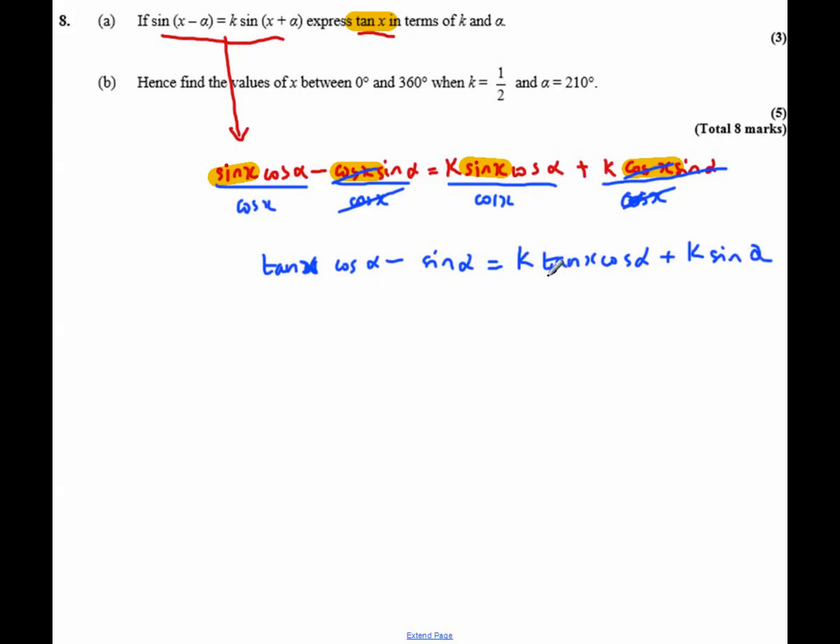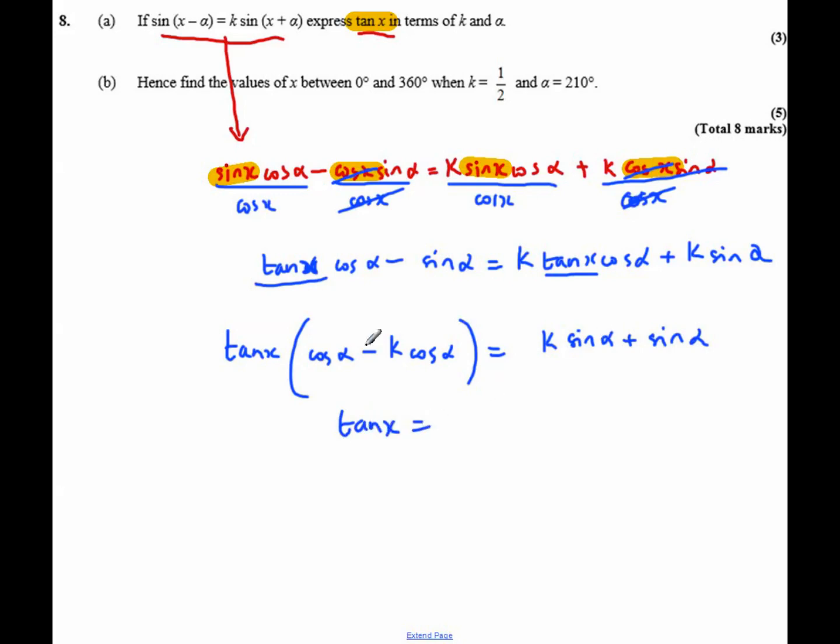Now we want to find an expression for tan x, so let's put all the tan x's together and factorize. Tan x into cos alpha minus k cos alpha is equal to k sine alpha plus sine alpha, and therefore tan x is equal to that divided by that.